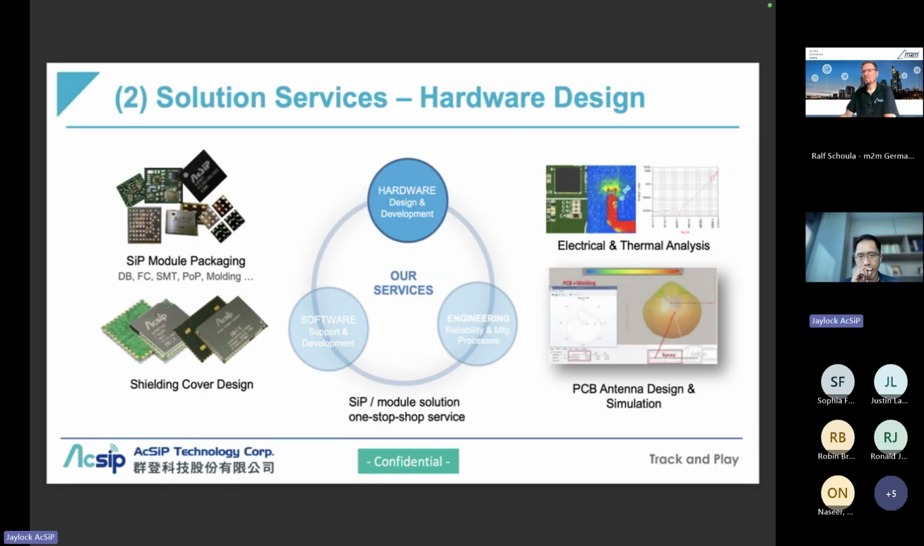At AcSiP, we are more than just a vendor. We are your module partner. We complete a range of hardware services, for example, from SIP module packaging and design, shielding cover design, PCB antenna design, and also simulation. We handle the entire process, ensuring optimal performance, protecting sensitive components, and maximizing the RF signal strength.